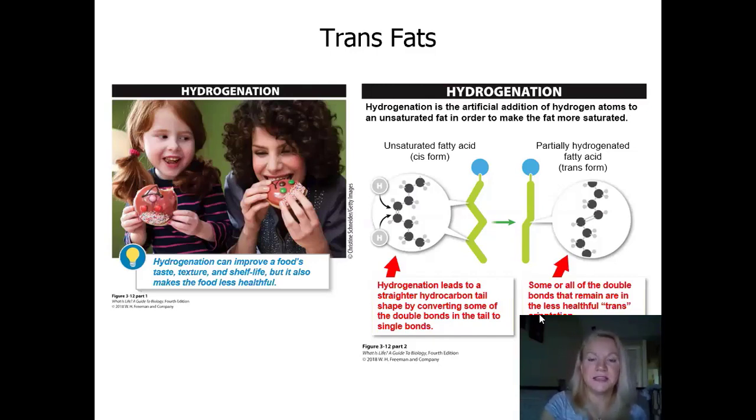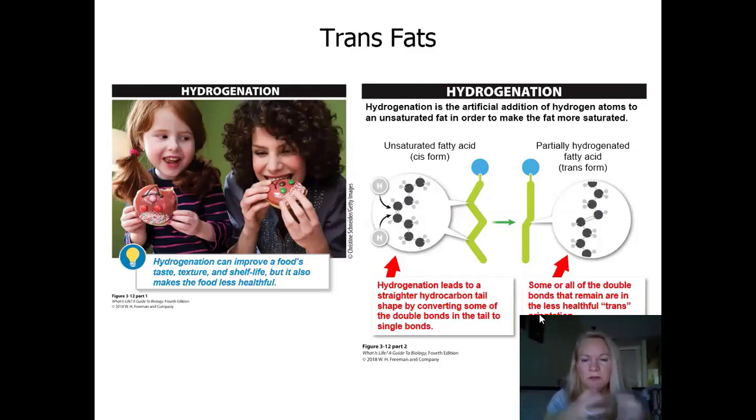So they take these kinks and they're like, well, we're going to force hydrogen into those kinks. And that's what they did. And it kind of helped to straighten that out, which makes those oiled fats more rigid. So you take something like a plant oil and you make it into like a margarine. Okay, so now it's more solid. It's not quite as solid as a stick of butter, dairy butter.